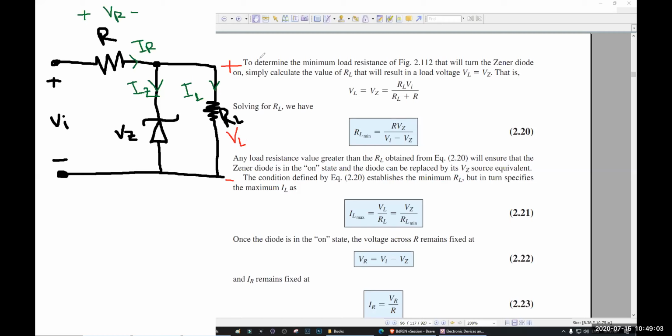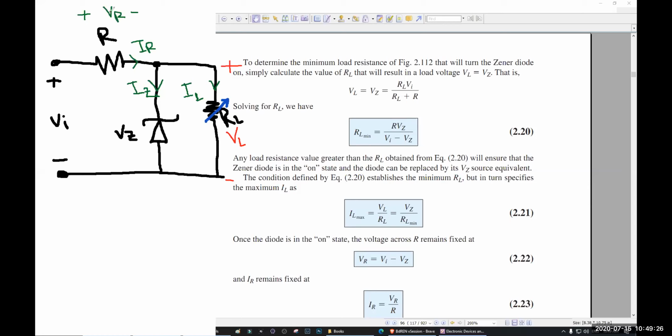Okay, now see, I have to show you something. Now here, I have drawn a circuit. Here your VI is fixed. Okay, it will not change. It will remain like this. Your RL is this one. This will be variable. That means you have to find out the minimum RL and the maximum RL. How much RL you can use.